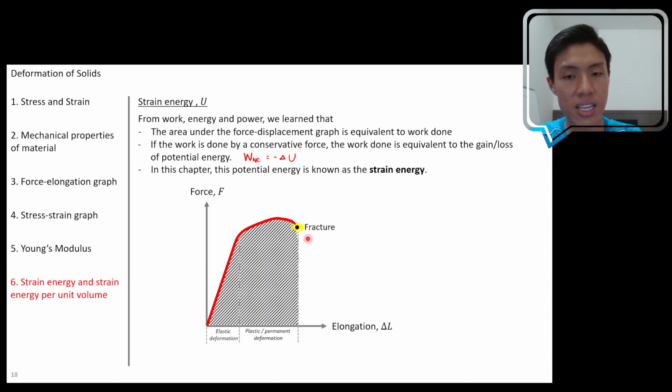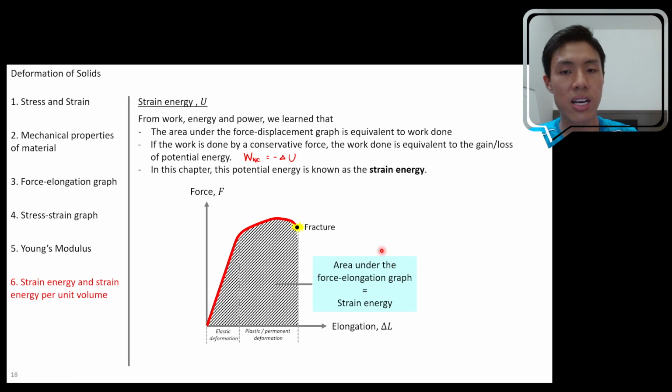So we can say that the area under the graph over here, we are going to call it the work done by your hand pulling it, and that work done itself is equivalent to the change of potential energy, and we are going to call that potential energy strain energy. So this work done, this area over here, we are going to call it strain energy.